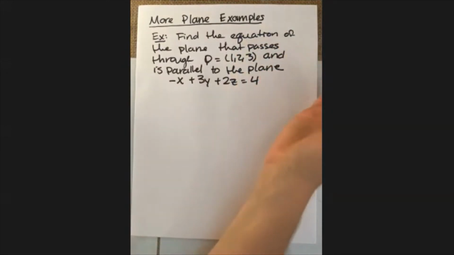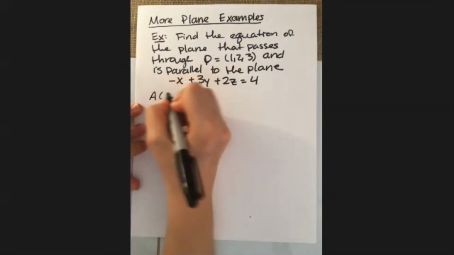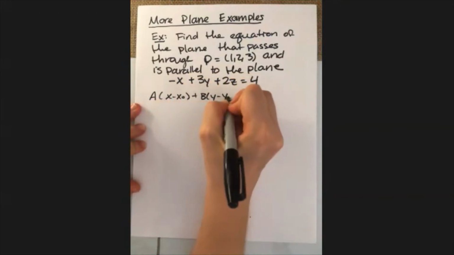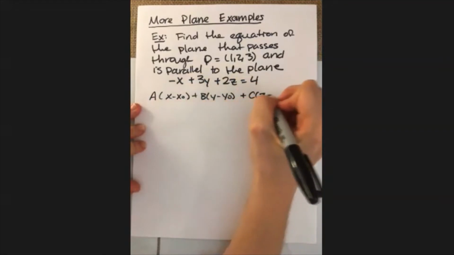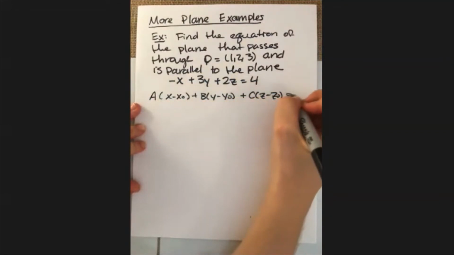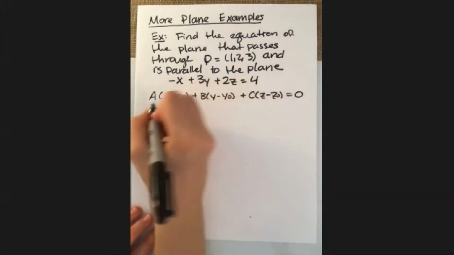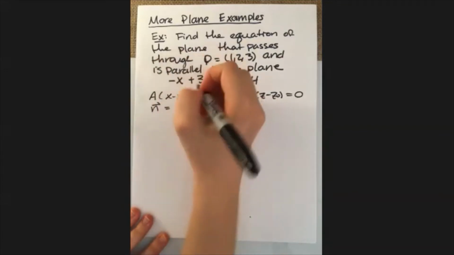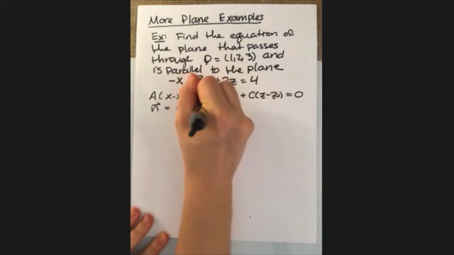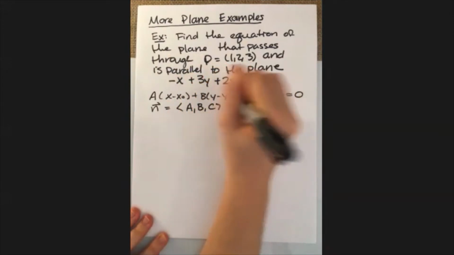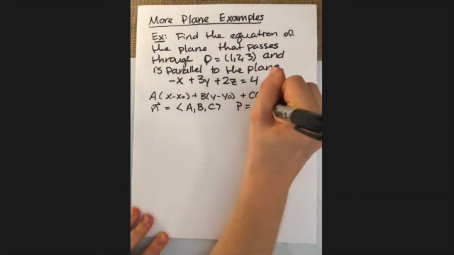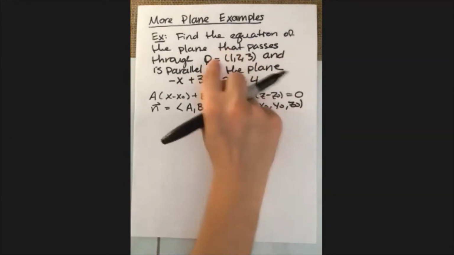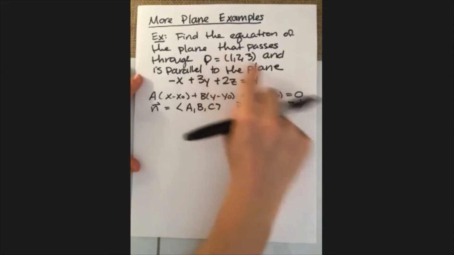Okay, so as always, we start with the equation that we're going for, a times (x minus x naught) plus b times (y minus y naught) plus c times (z minus z naught), and that's going to be equal to 0. And the a, b, and c come from a vector that is perpendicular or orthogonal to the plane that we're working with. And x naught, y naught, and z naught come from a known point on the plane. Okay, so we're given a point that we want to be on the plane. So this piece right here is actually already taken care of.